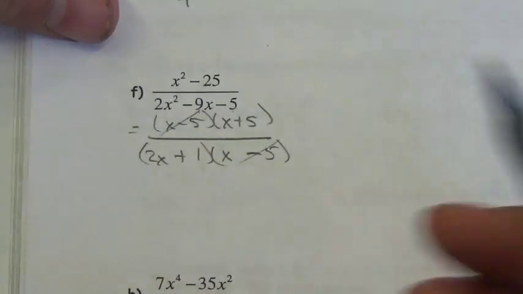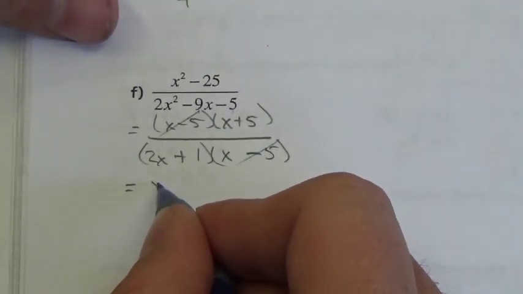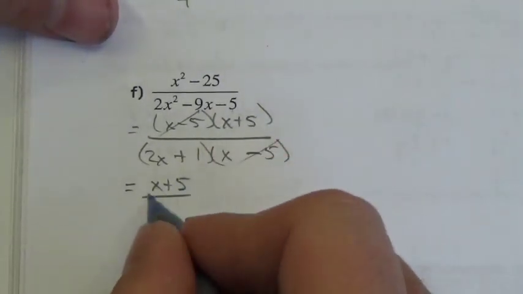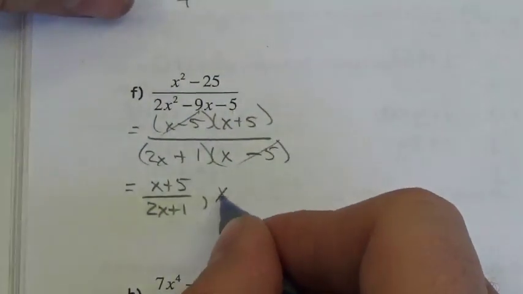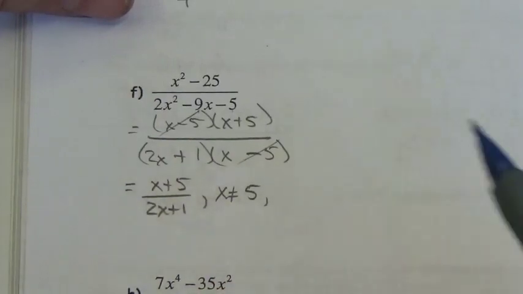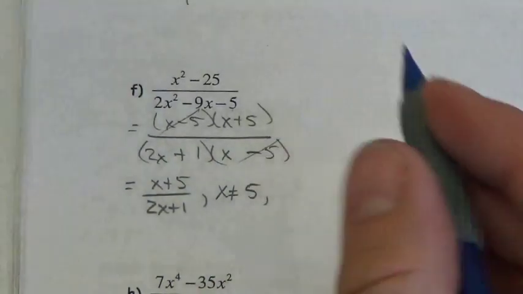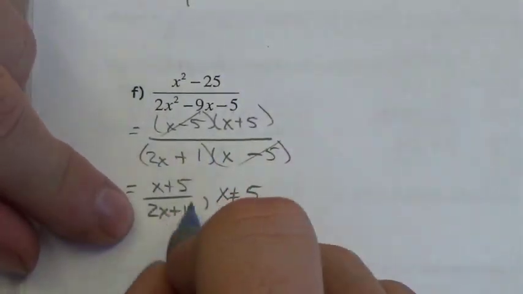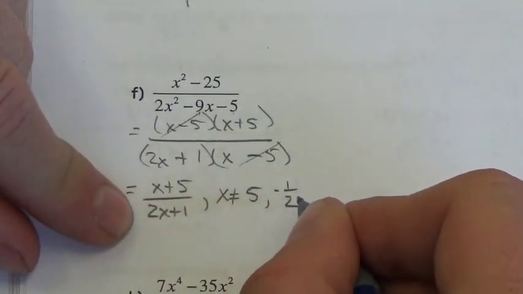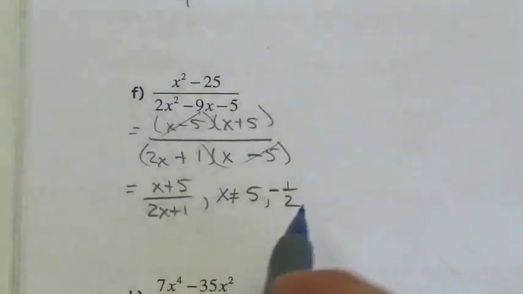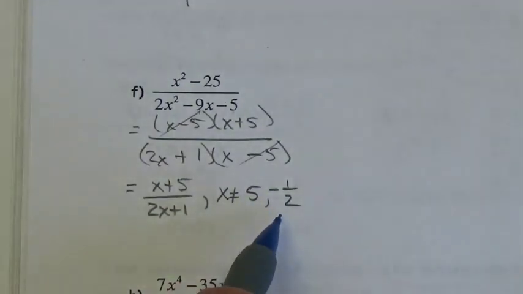So x minus 5 cancels with x minus 5. This is going to reduce down to x plus 5 over 2x plus 1. The removable discontinuity, the one that I got rid of, was that x cannot equal 5. The essential one that stayed on till the very end, if you bring the 1 over and divide by 2, will be negative 1/2. Okay, removable, essential.